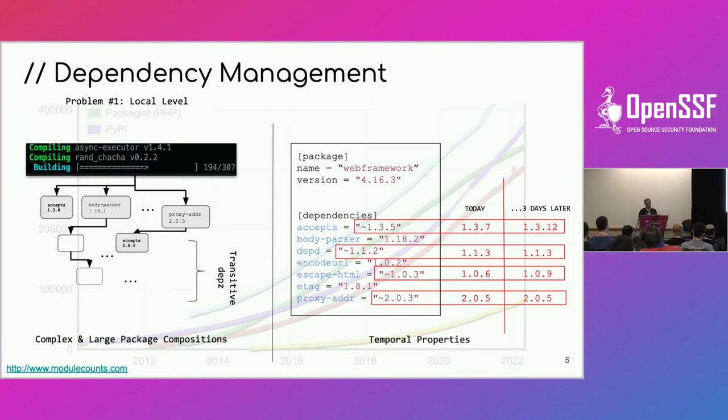And here we have the other aspect of temporal properties. For example, if I install these dependencies today, we have these versions, and then 3 days later, we have a different version. That's also a challenge that becomes difficult, especially when you want to build dependency tooling or understand what's really going on with your dependencies.